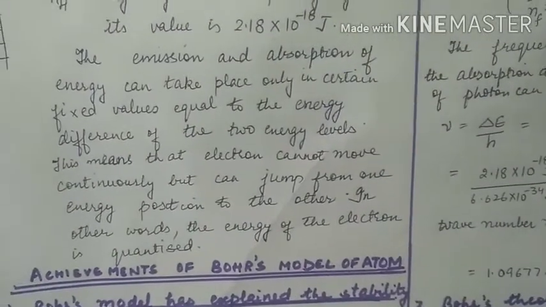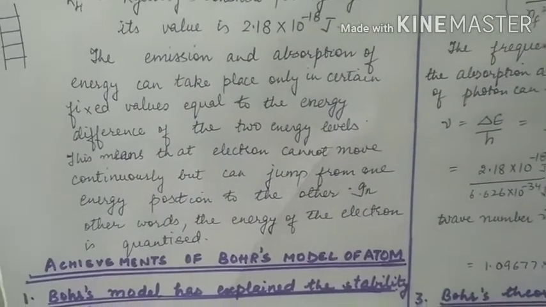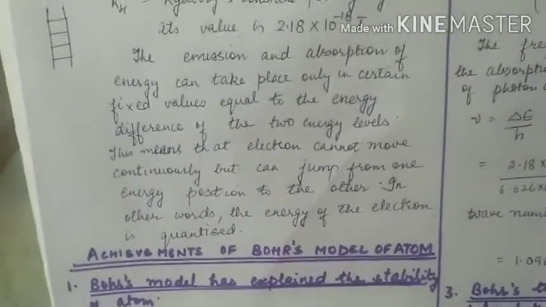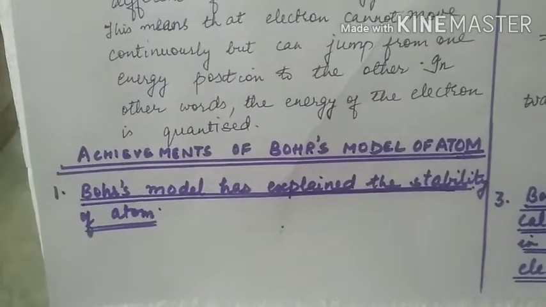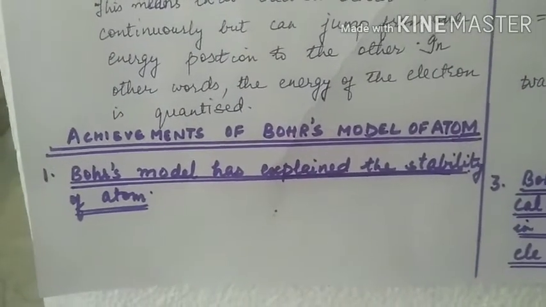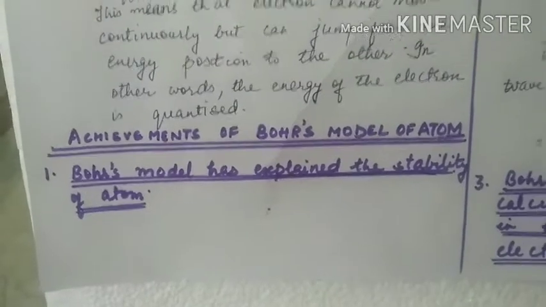Achievements of Bohr's model of atoms. By Bohr's model, we can explain a number of things. The first achievement is that Bohr's model has explained the stability of atom.